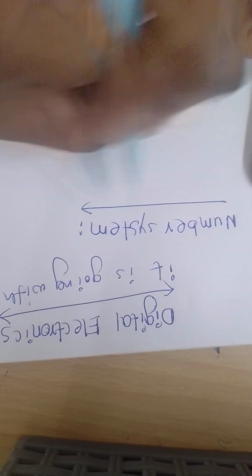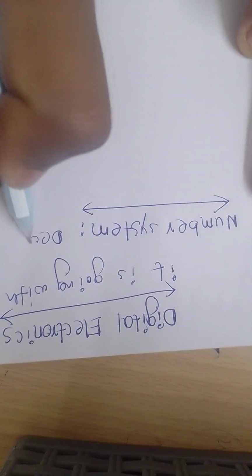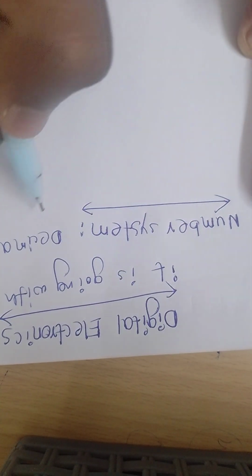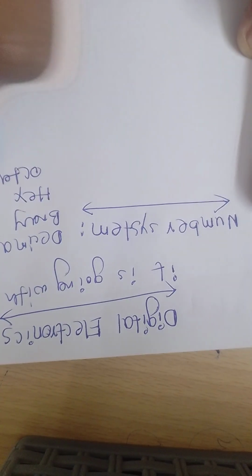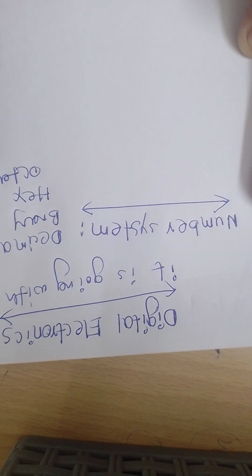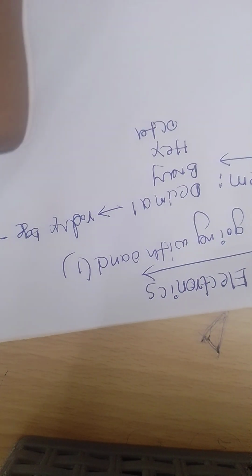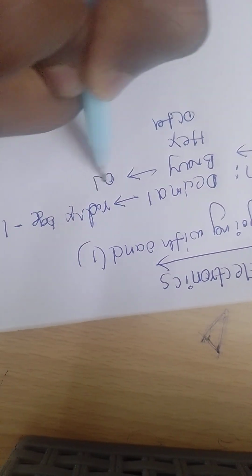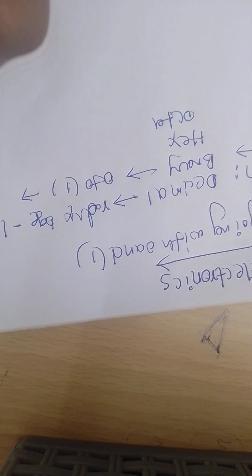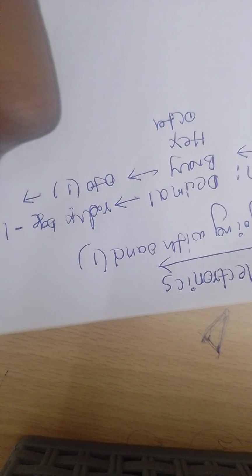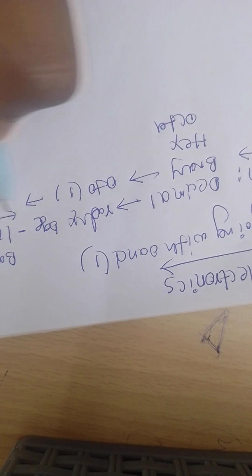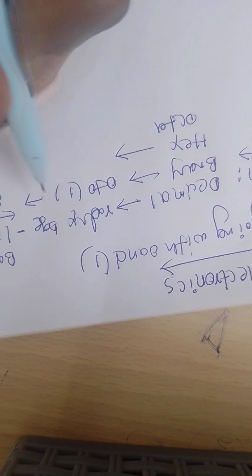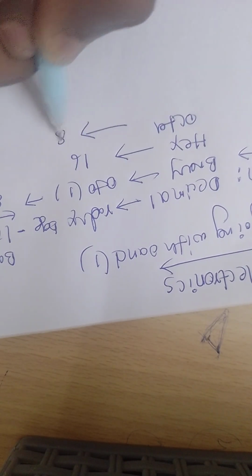So by using number systems, we have different types like decimal, binary, hexadecimal and octal. Decimal has radix, or base, 10. Binary is 0 and 1, with base 2. Hexadecimal is base 16, octal is base 8.